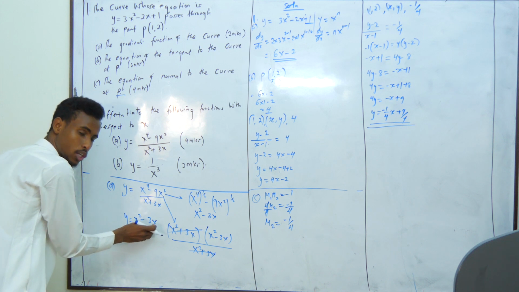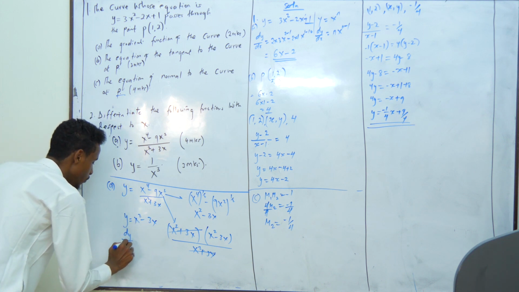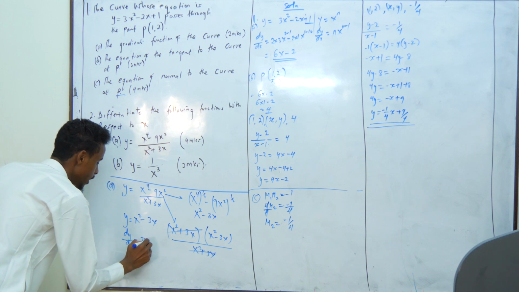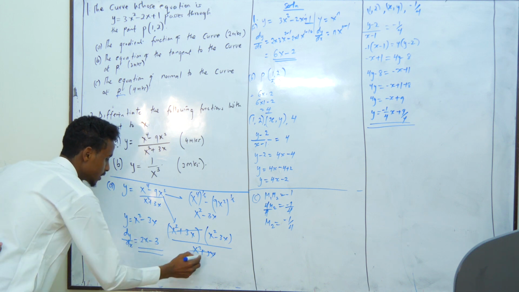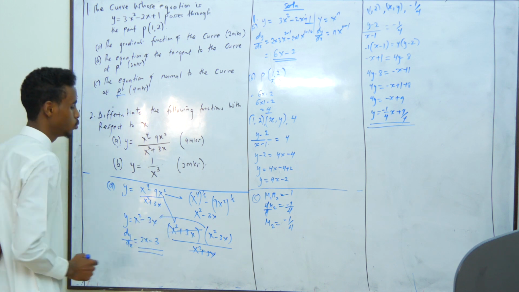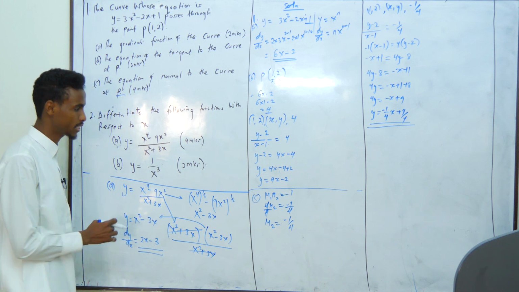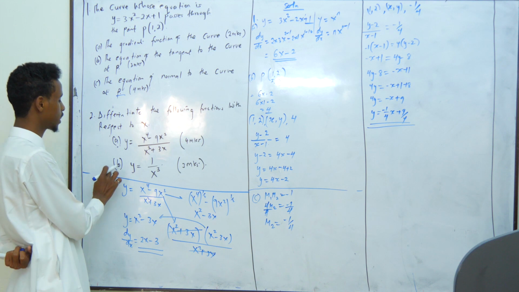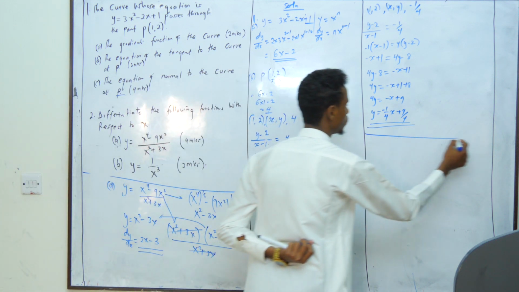Now differentiate this function. It becomes dy over dx equals 2x minus 3. And that is how we differentiate a function of that nature. And lastly, let's look at B. Part B of the question.